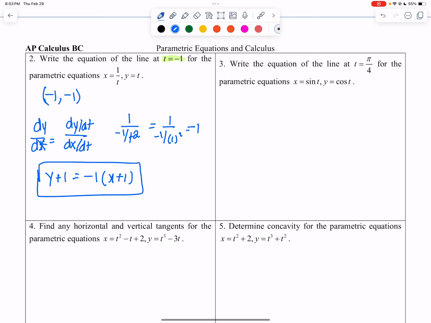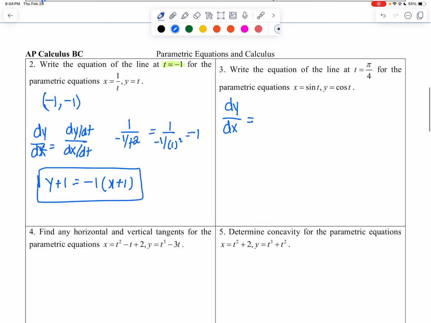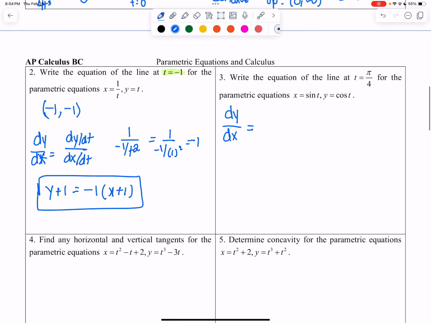Number 3, we want to write the equation of the tangent line at t is equal to pi over 4 for the parametric equations x is equal to sine of t and y is equal to cosine of t. And remember that this is a circle with a radius of 1. All right, to find the equation of the tangent line at t is equal to pi over 4, I'm going to go ahead and take the derivative. So that's going to give me negative sine of t, then cosine of t, which is negative tangent of t.